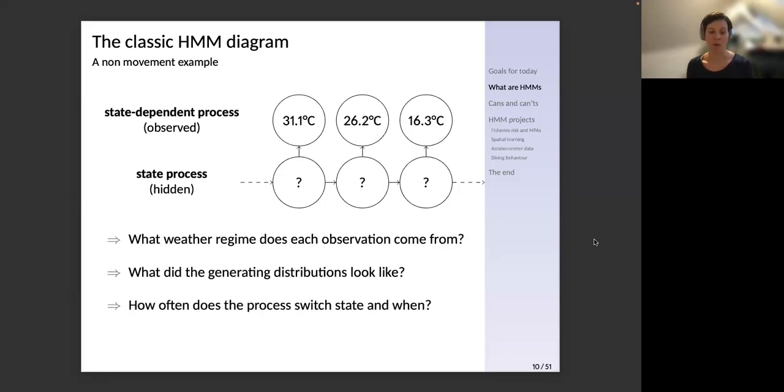But we don't normally know what state it's in. We can use the model structure to make inferences. So we can ask questions like, what weather regime does each observation come from? What do the generating distributions look like? And how often does the process switch state and when?